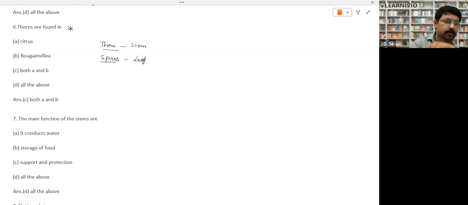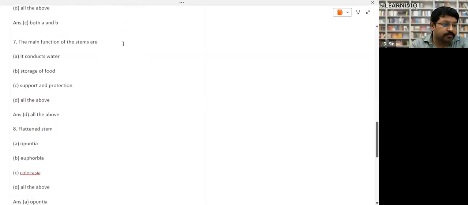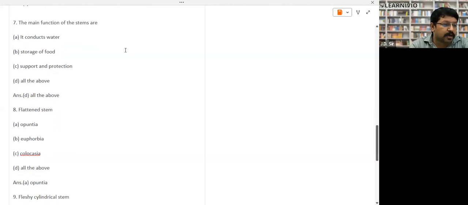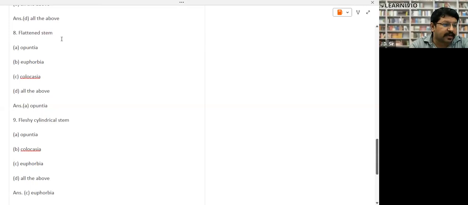The main functions of the stem are to conduct water, store food, and support. Flattened stems are found in Opuntia. In Opuntia, leaves get modified into spines, and the stem is meant for modification. This is the stem part.